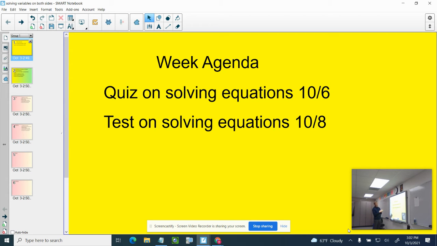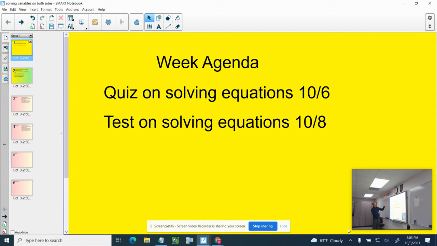Just for the week's agenda, we are going to have a quiz on solving equations on Wednesday. So we have today, we have a practice quiz tomorrow, and then we're having our quiz. And then our test is going to be this Friday. So you get your quiz on Wednesday, and then you get that back on Thursday, your review for the day, and then Friday you're going to walk in, you're going to take the test. So be conscious of what's going on and make sure you're studying accordingly.